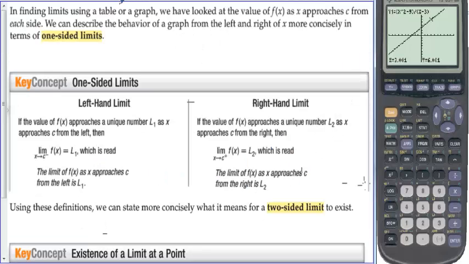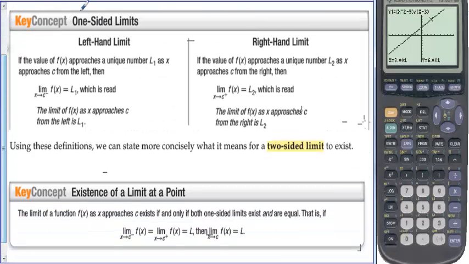In finding limits using a table or graph, we have looked at the value of f of x as x approaches c from each side. We can describe the behavior of a graph from the left and right of x more concisely in terms of one-sided limits. We have the chart here, one-sided limits. Left-hand limit: if the value of f of x approaches a unique number L1 as x approaches c from the left, then the limit as x approaches c from the left, with a little minus sign there, of f of x is equal to L1, which is read, the limit of f of x as x approaches c from the left is L1. And then we have the same thing with the right-hand limit, except we have a plus above the c instead of a minus.